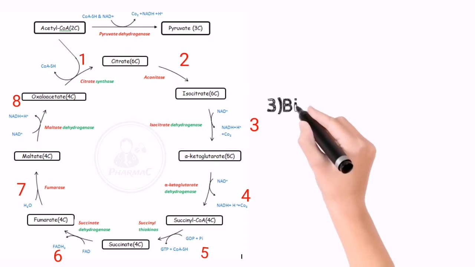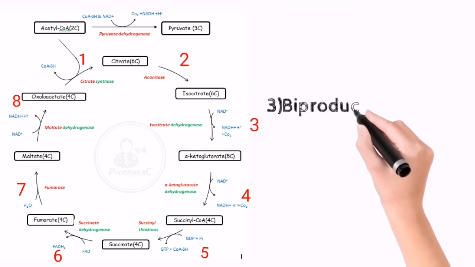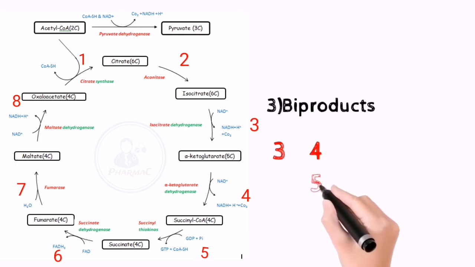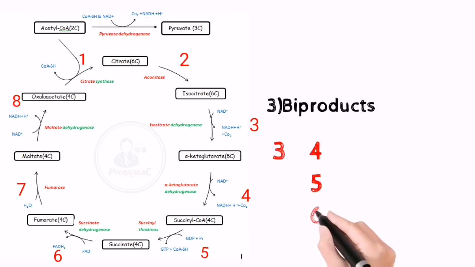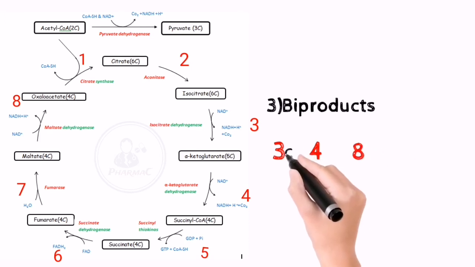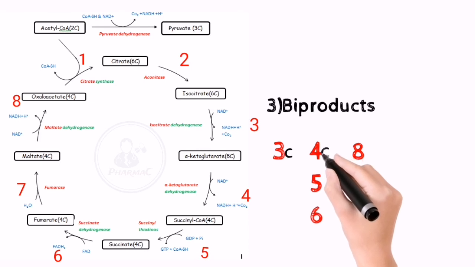Coming to the third part, which is byproducts of the cycle. To learn this, we simply have to remember a few numbers. They are 3, 4, 5 and 6, which are in series. Leave 7 and write 8. So first 3, 4 and 8.